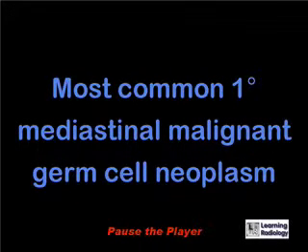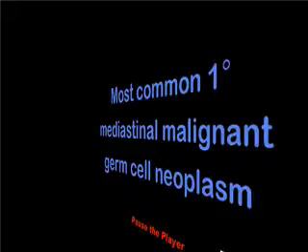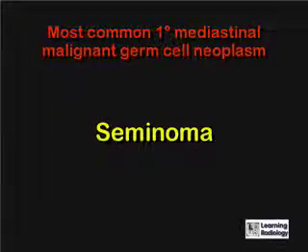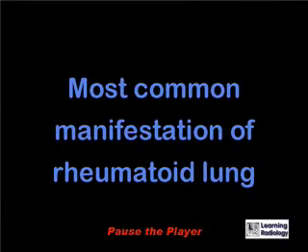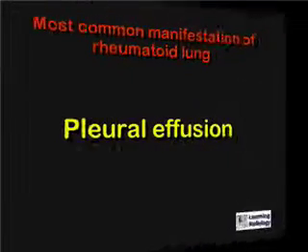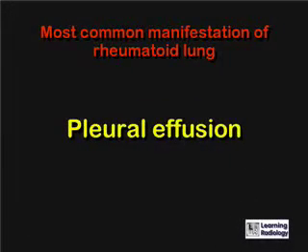What is the most common primary mediastinal malignant germ cell neoplasm? A seminoma. What is the most common manifestation of rheumatoid lung in the thorax? A pleural effusion.